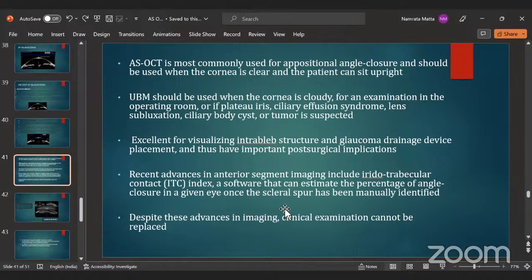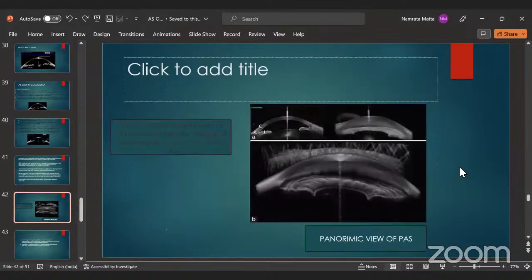Recent advances in anterior segment imaging include the iridocorneal contact index, which can help to assess the percentage of angle closure in the eye. It's software that works once the scleral spur is manually identified. So the scleral spur is very important to identify before we go ahead with ASOCT, otherwise we cannot assess the rest of the things. Definitely, clinical examination cannot be replaced. I could not get a 360-degree video, but there is a 360-degree video in which we can see the entire angle on ASOCT and hence assess if there is any synechiae, like in these cases, in any areas of the angle.